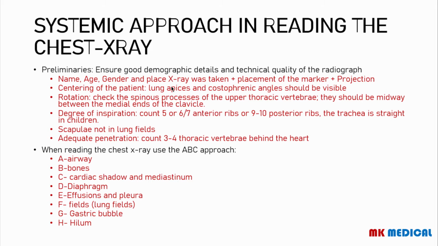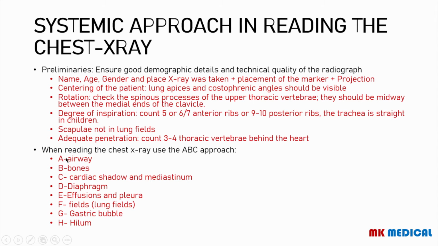So having assumed that all these things are in place, that's when we can now begin to systematically read the x-ray, especially the chest x-ray. There's what is referred to as the ABC approach. A for airway, B for bones, not breathing, C for cardiac shadow, not circulation. Remember, there's also ABCs when it comes to management of trauma patients. So C is for cardiac shadow and mediastinum, D is for diaphragm, E is for effusions and pleura, F is for lung fields, G is for gastric bubble, and H is for the hilum.